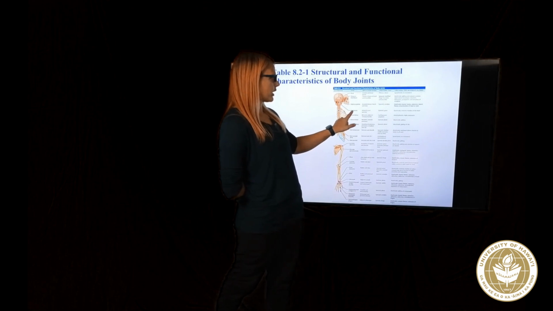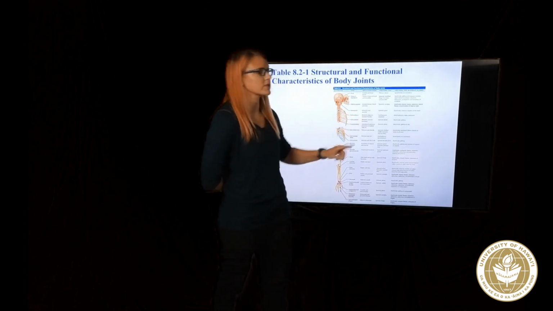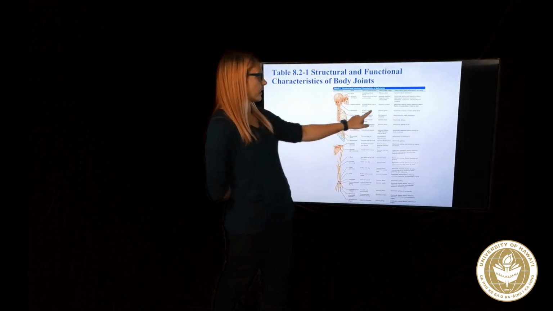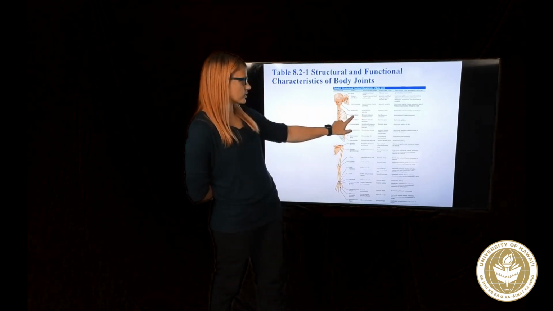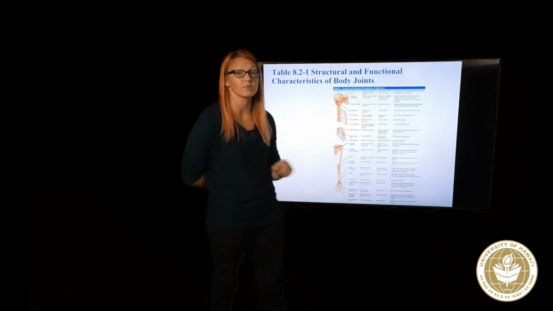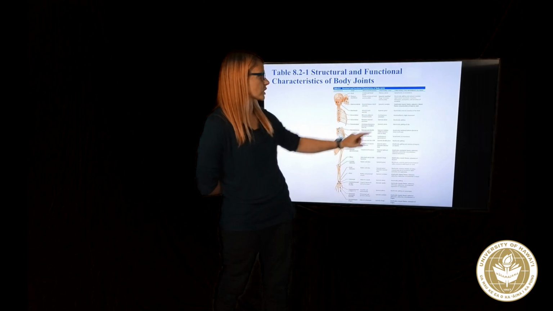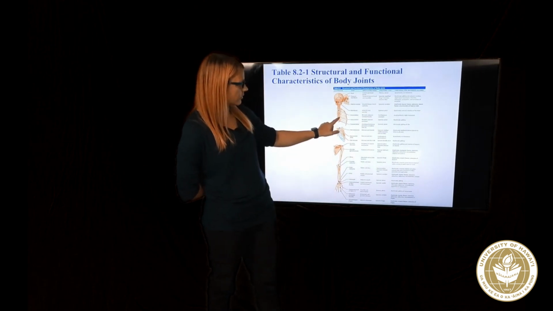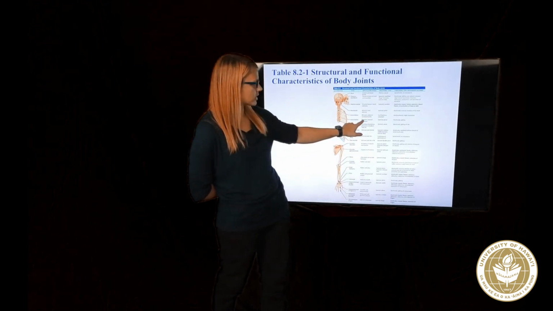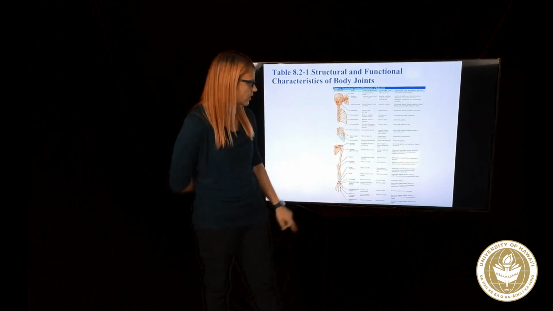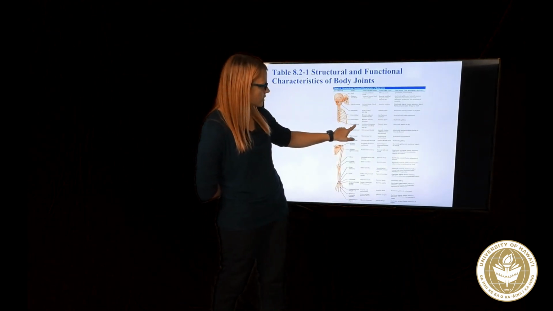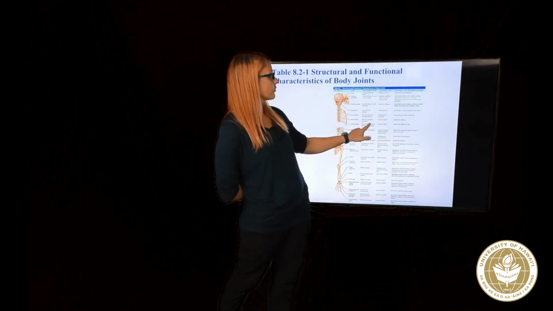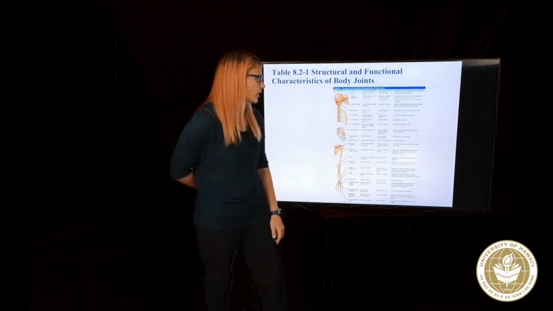We have our atlantoaxial, so that's where C1 and C2 are going to come together. That's synovial. Intervertebral, that's cartilaginous. It's a type of symphysis. We actually talked about that today. We have an intervertebral down here between the articular processes. That's going to be synovial. We have our costovertebral. That's going to be synovial as well.